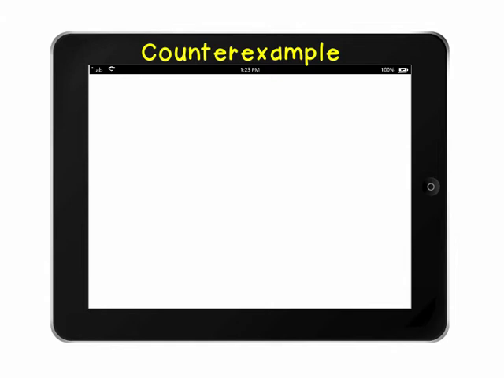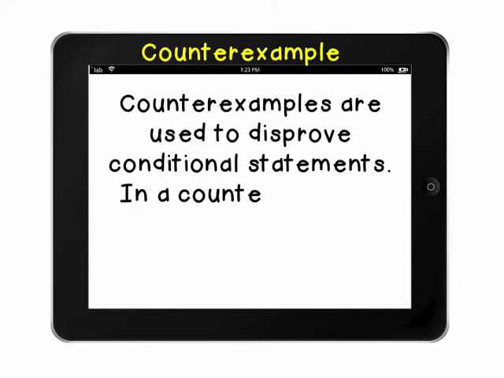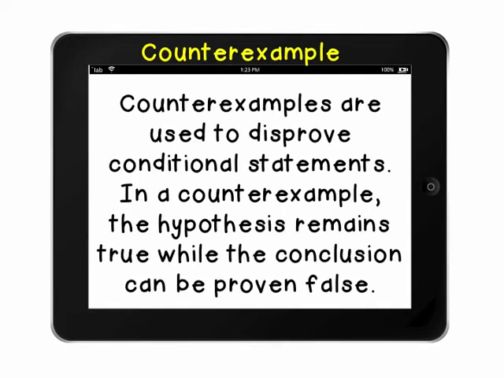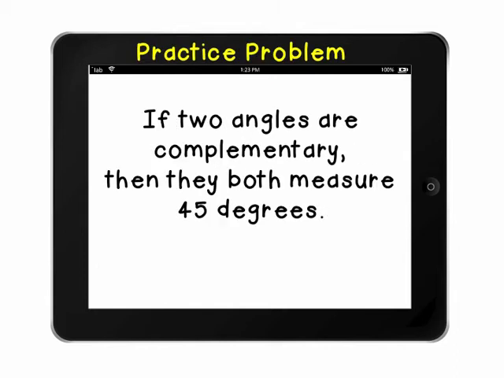All right, let's use a counterexample to disprove a conditional statement. Very important, I cannot stress it enough. In a counterexample, the hypothesis must remain true while the conclusion can be proven false. So here's our practice problem. If two angles are complementary, then they both measure 45 degrees.